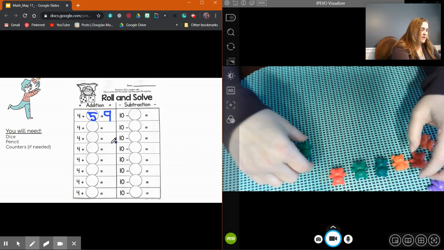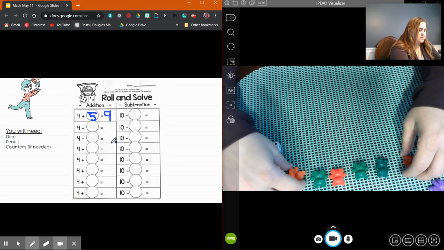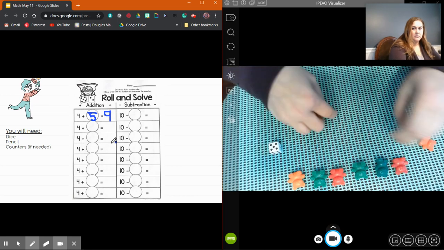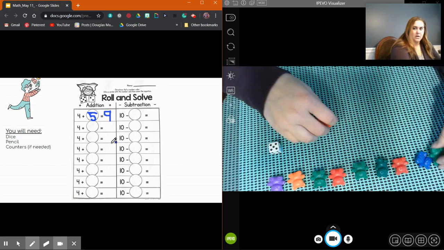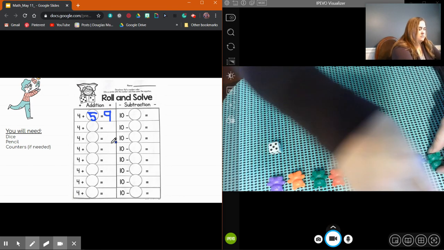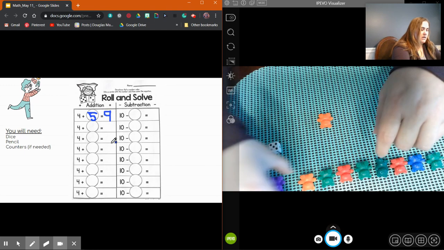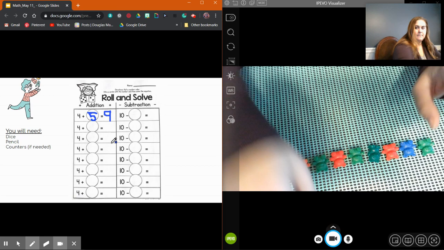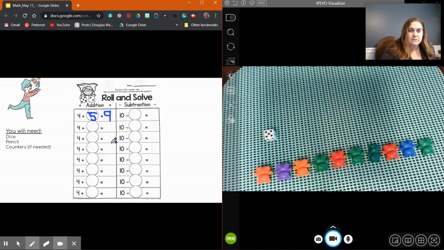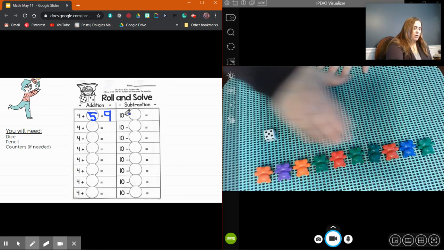Okay, so let me show you an example of the roll and solve for the subtraction. If I'm using counters, I'm going to start with 10 bears. And you know what my question is to you? Why am I starting with 10 bears? Well, the answer is because my number sentence says 10 minus a number. So my number sentence tells me that the number I'm starting with is 10. So that's why I have all 10 of my bears here.